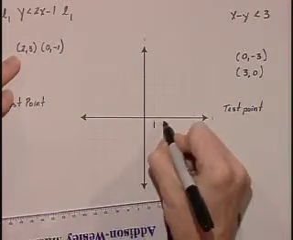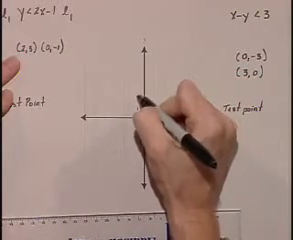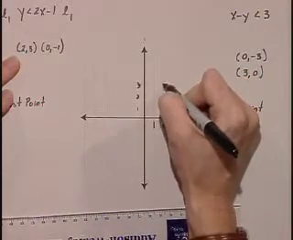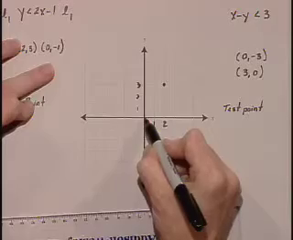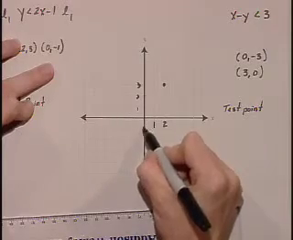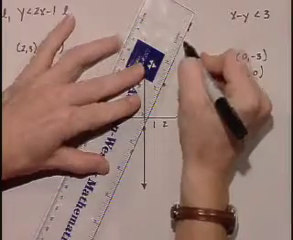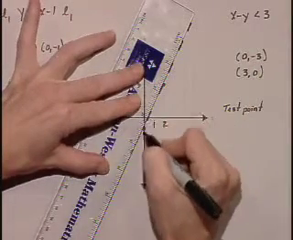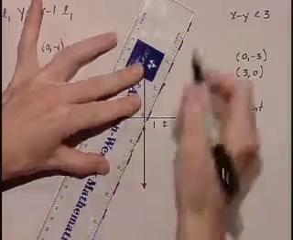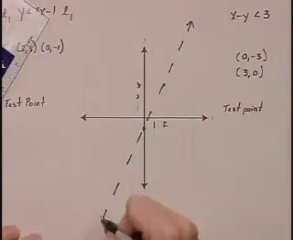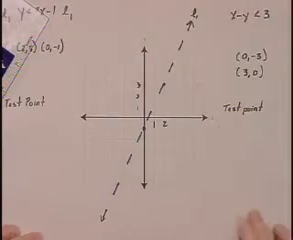Over 2, and then up 3. We'll place our first point, and (0, -1). We're going to connect those with a dashed line. I'm going to label that line 1.